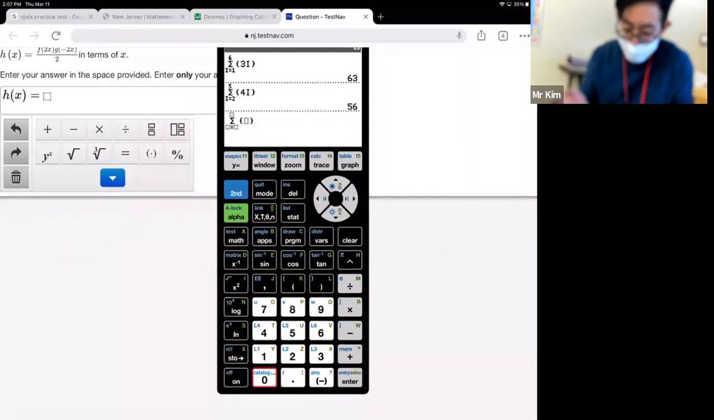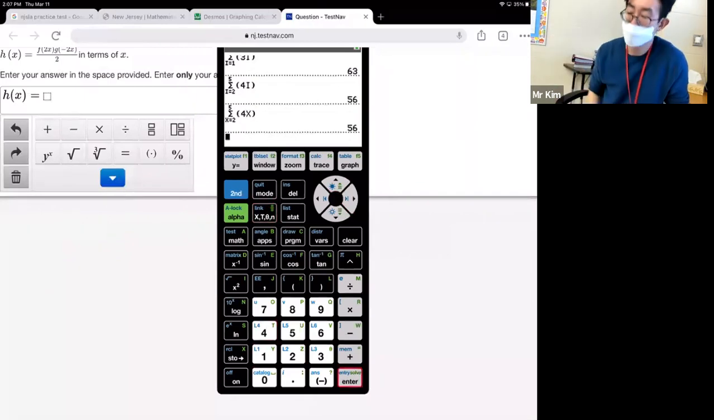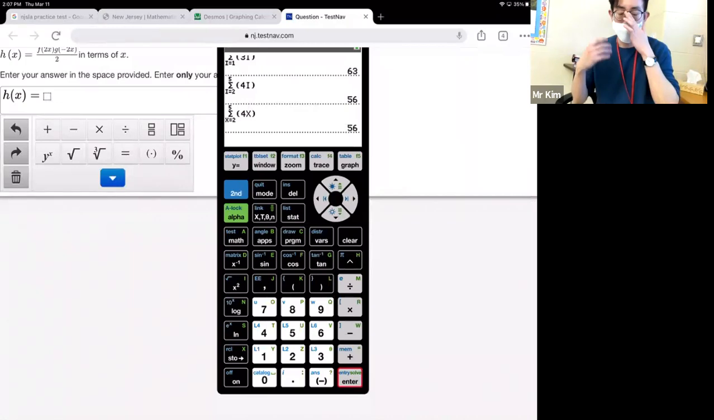Would I get the same thing if I used any different letters? Well, absolutely. I just like to use X because I'm so used to using X. Then you can do 4X, 56. Doesn't matter what letter you use. You can use A, B, C, D, E, F, G, whatever you want. Okay? So again, this is a way for you guys to check your answers with.